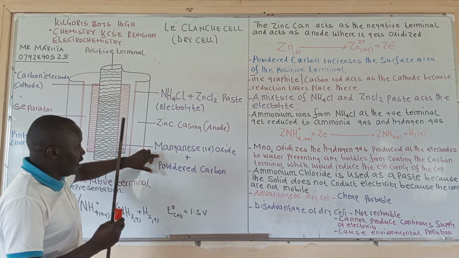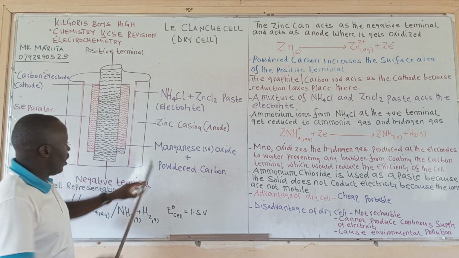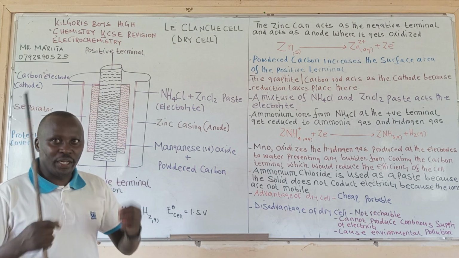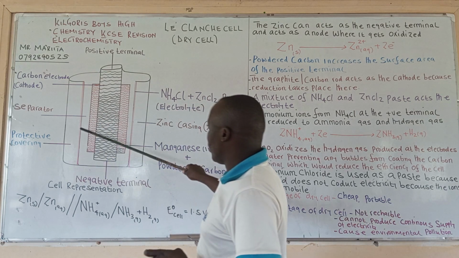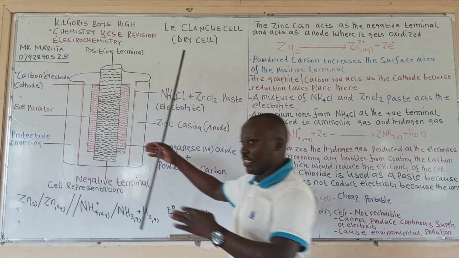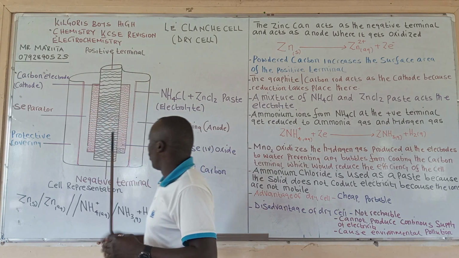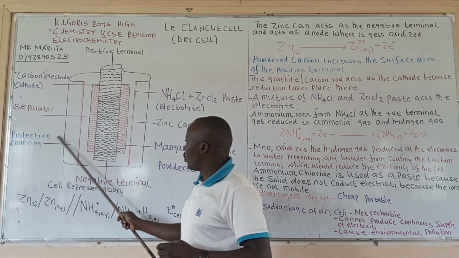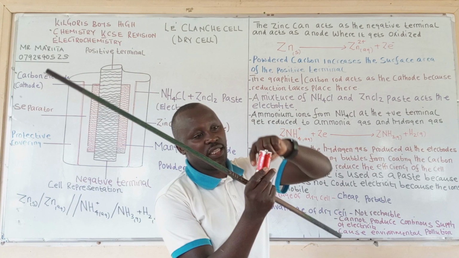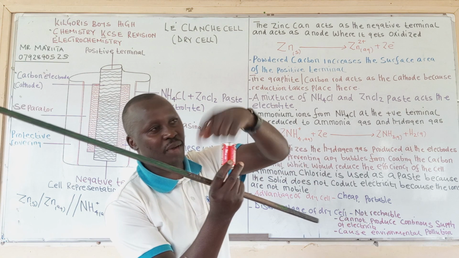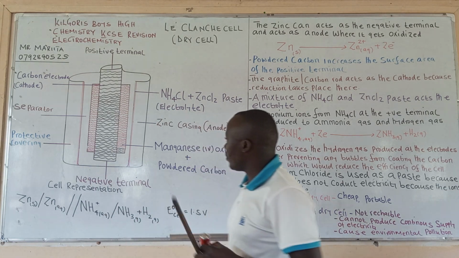Inside this zinc casing, we also have the manganese(IV) oxide, which is mixed with the powdered carbon. Then we have a separator, which is separating the zinc casing and the carbon rod. We also have a protective covering of this cell, represented by this red part.